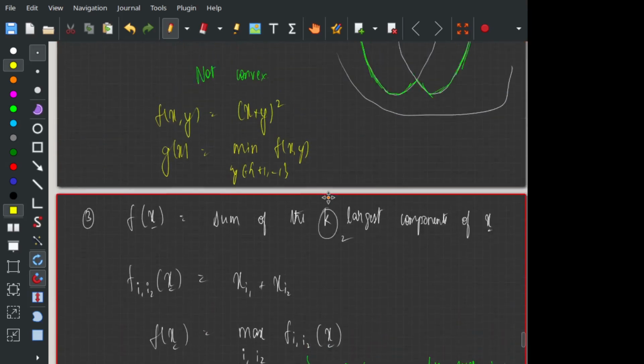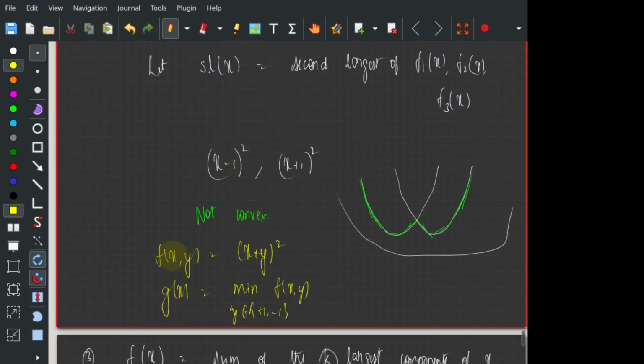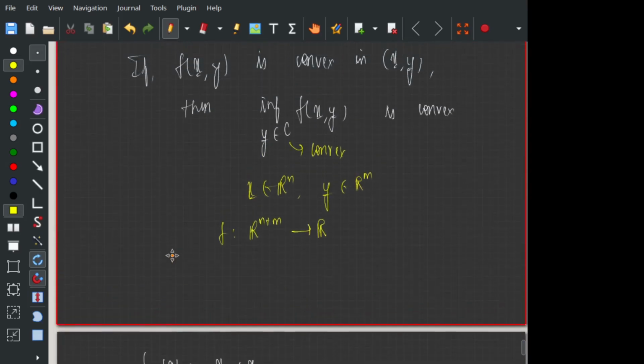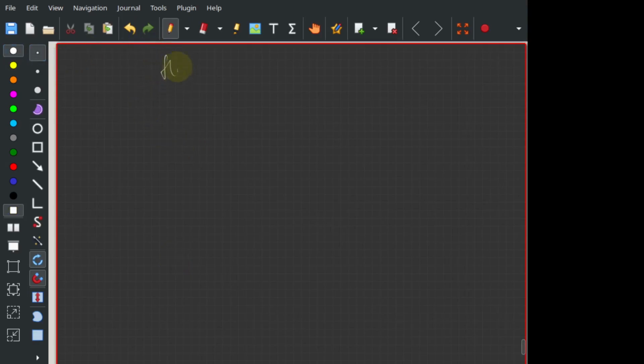But on the other hand, let's take f of x comma y equal to x plus y the whole square, and suppose I take the infimum. And g of x is the infimum over all y taken over minus 1 to plus 1 of f of x comma y. What would this be equal to?